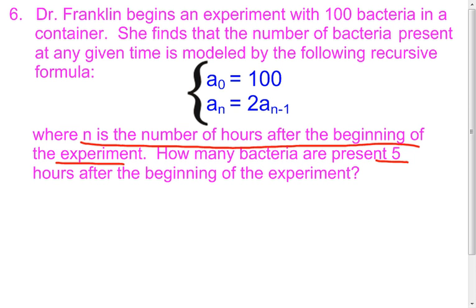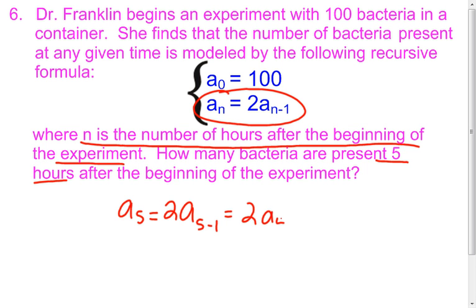Okay? So since N is the number of hours after the experiment, since I'm looking at how many bacteria there are after 5 hours, basically what I'm asking you to do there is to find A5. So when I use this formula right here, I want to find A5. And in order to find A5, this is what has to happen, which is the same as 2 times A4.